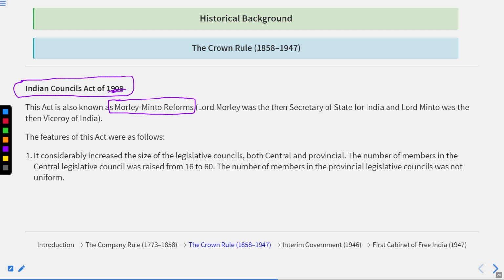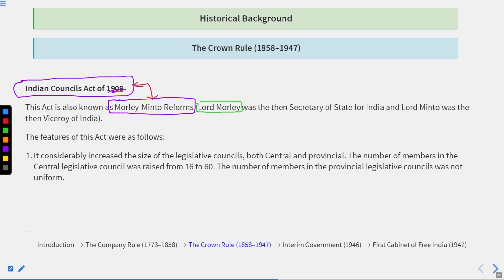The simple way is just learn this in the way. Indian Council Act of 1909, also known as Morley-Minto reforms, and Morley-Minto reforms, also known as Indian Council Act of 1909. Why it is known as the Morley-Minto reforms? Because Lord Morley was the Secretary of State for India, okay, and Lord Minto was the Viceroy of India.